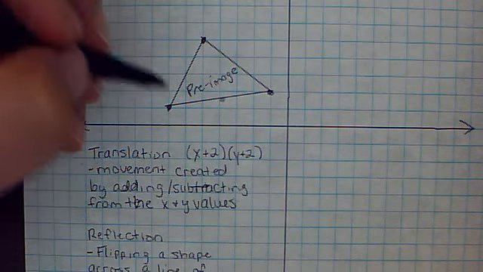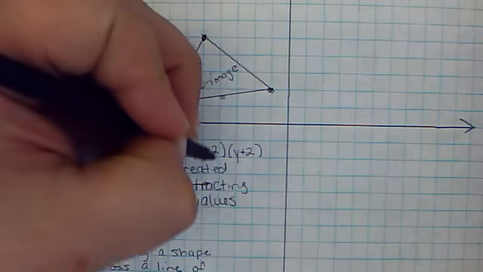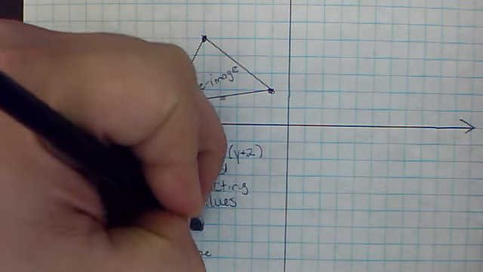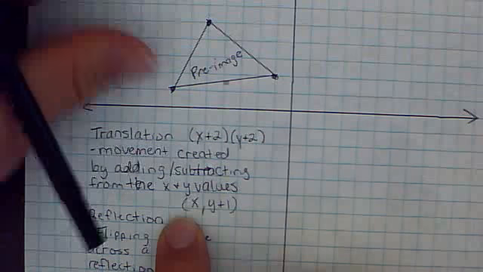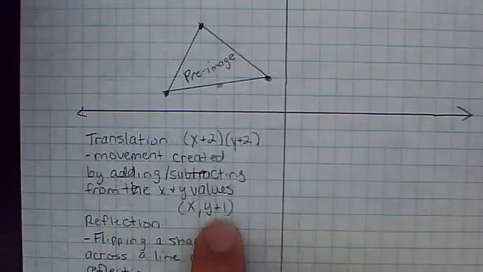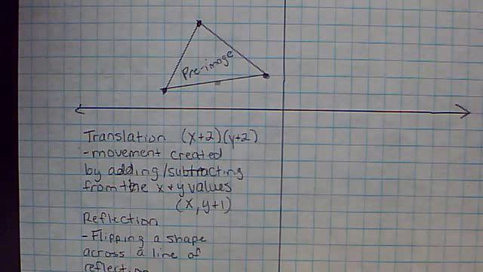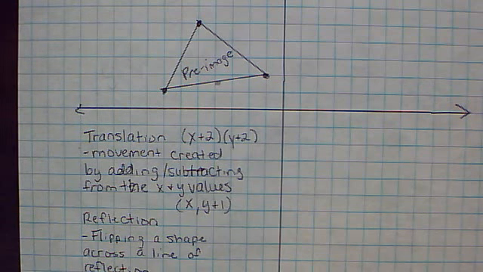Now, if I have a translation, let's say it's x, y plus 1, that means that my x values will remain the same as my y values move. So my x values would remain the same and my y values would move up 1.